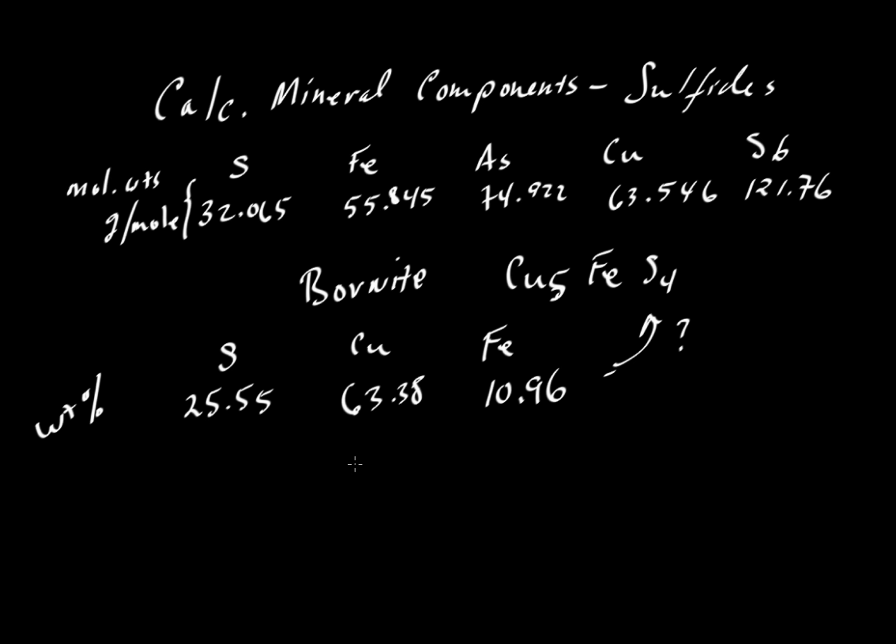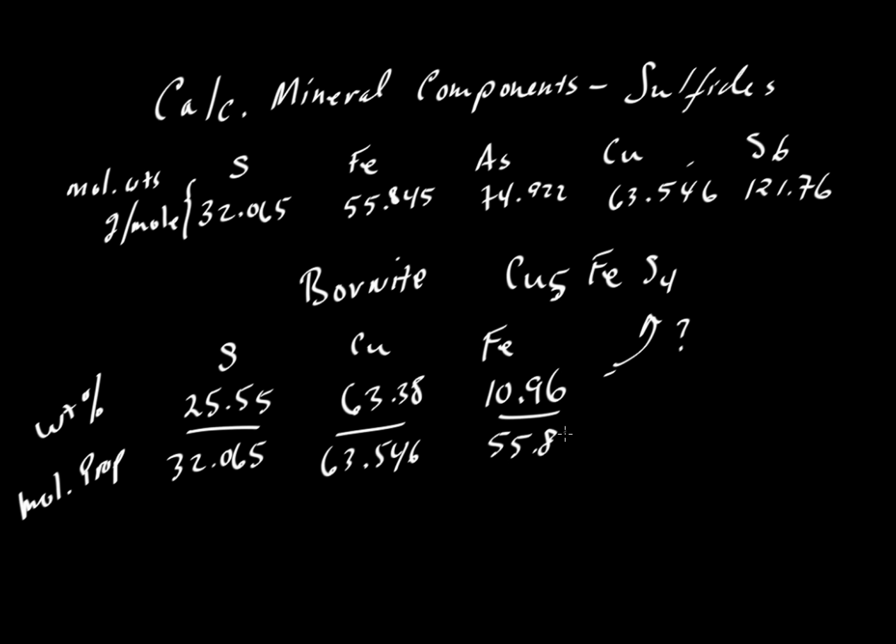Well, we can make a check by looking at the atomic proportions or the mole proportions. To get the mole proportions, so we'll write this mole proportion here, we would take the sulfur and divide it by its molecular weight, 32.065, that's in grams per mole. For copper, we divide it by this value here, 63.546, and then iron, 55.845.